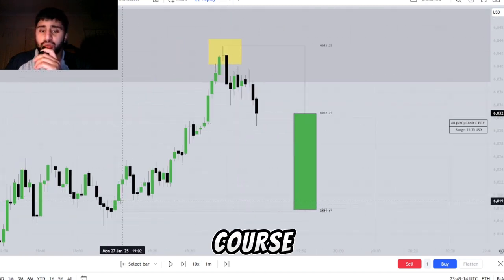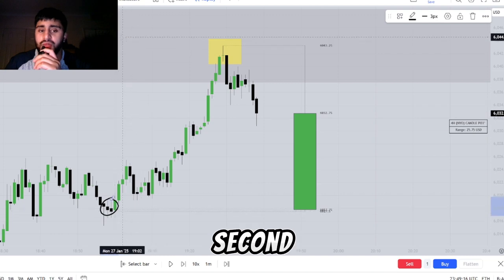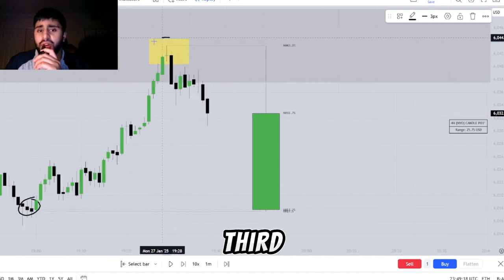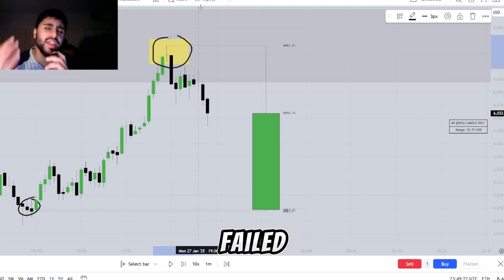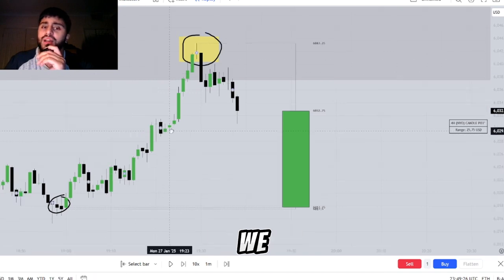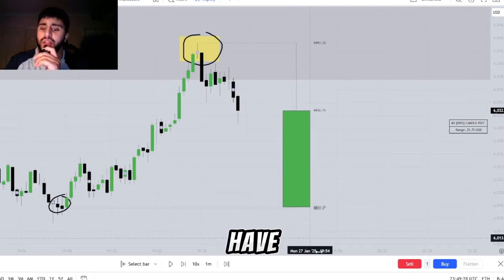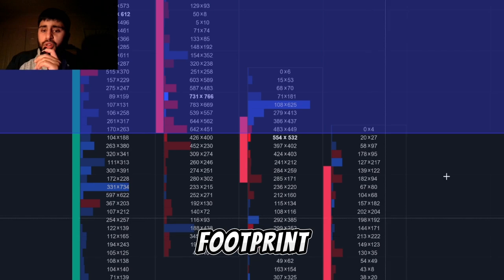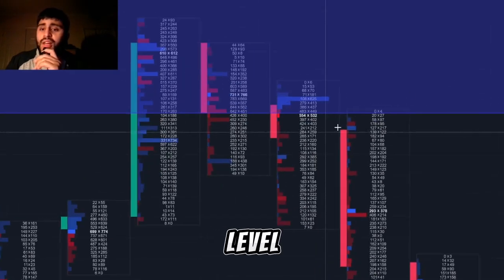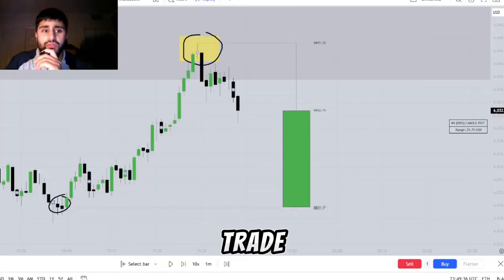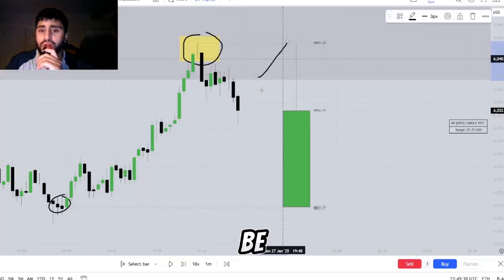So the first reason, of course, we're above the candle opening. The second reason is that we're in a fair value gap. The third reason is that we've had order flow confirming that buyers have failed. So when buyers have failed, you are now looking for shorts, because we understand aggressive buyers have failed, right? Quickly going back to the footprint chart and the order flow, we can now see aggressive buyers have failed at this level. So this is an accurate level to trade from. This is a successful level you want to be trading from.